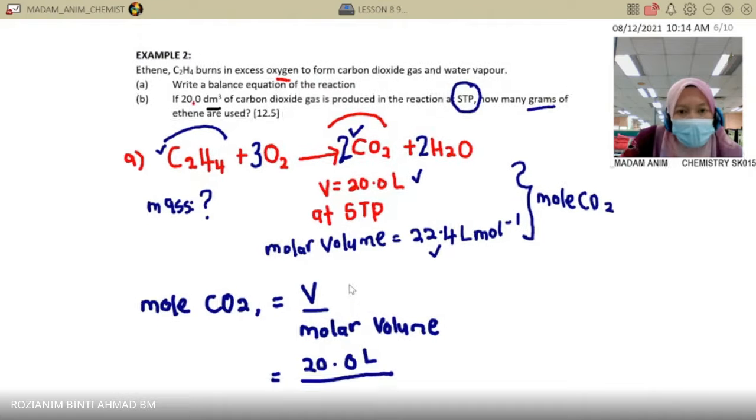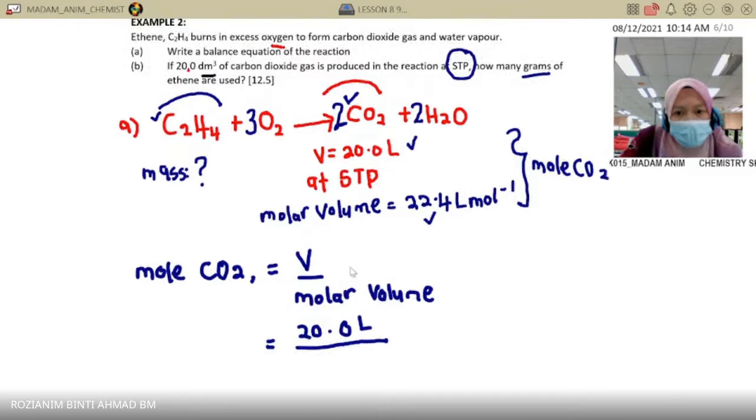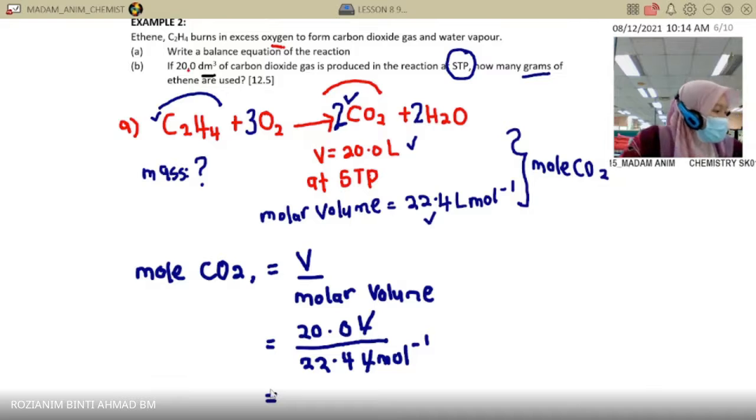So kenapa saya kata should be same? Kalau molar volume adalah liter, so volume of the gas ini mesti dalam liter juga. So which is over 22.4. 22.4 liter per mol. So liter cancel. So kita akan dapat unit dia mol. Okey, tolong saya kirakan nilai mol. Apa dapat? 0.893.